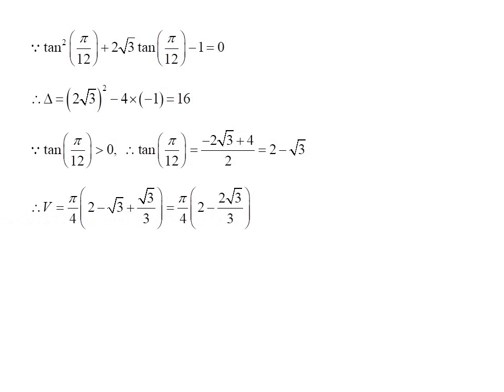The volume of the solid V equals pi over 4 times (2 minus square root 3 plus square root 3 over 3), which equals pi over 4 times (2 minus 2 square root 3 over 3), which is simplified to (3 minus square root 3) times pi over 6.